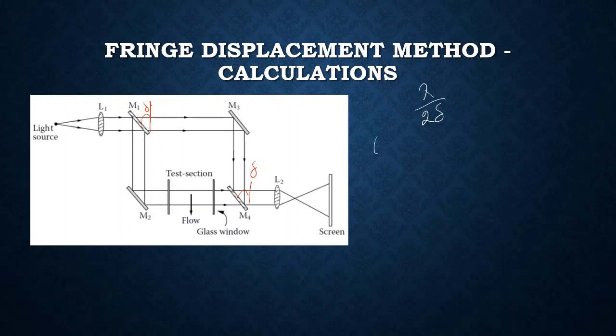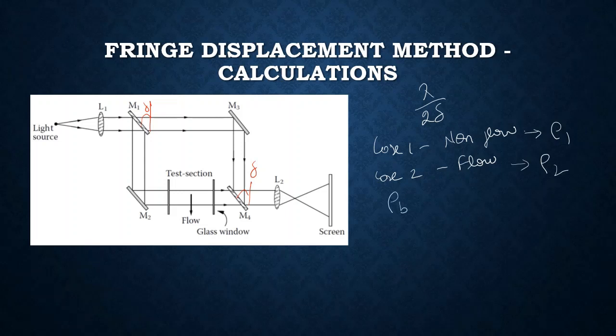So case 1 is non-flow. So case 2 is flow. When there is no flow, you are recording the fringe initially, right? When there is flow, you are going to record the fringe. That is, in non-flow, you are recording the density of the non-flow fringe, and then in case 2, when flow occurs, you are going to record the density of the flow, and then you are using this relation.